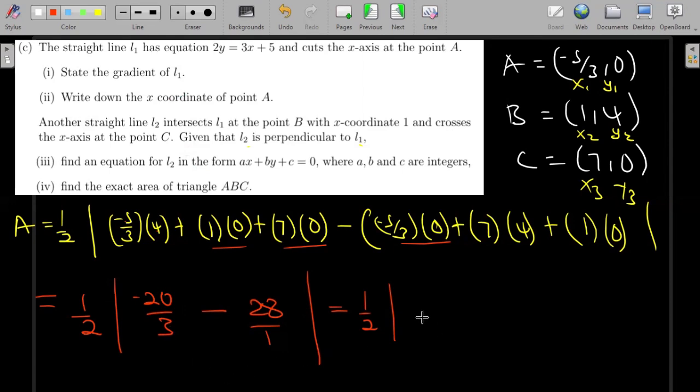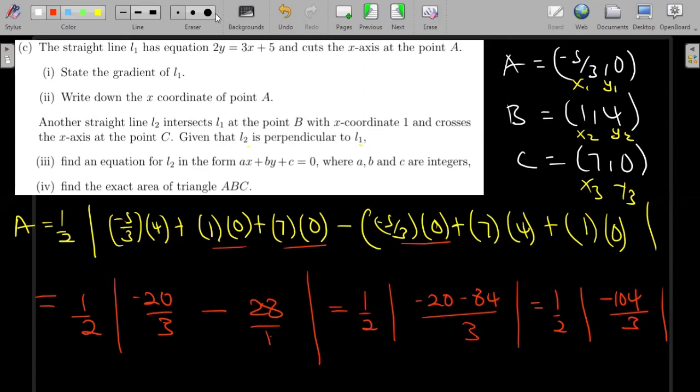So we can say the common denominator there is what? 3. And then 3 into 3 is 1, multiplied by minus 20, minus, then 1 into 3, it's 3. 3 multiplied by 28, we're going to get 84. So this is what we have. So we are having half modulus of minus 20 minus 84, we're going to get minus 104 divided by 3. So this is what we have.